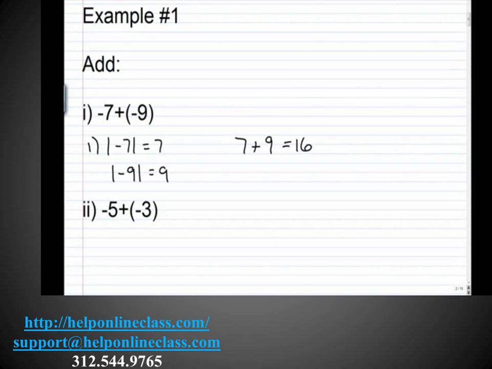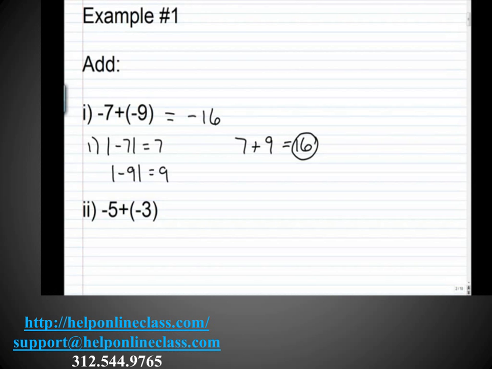Now step number two is to take this number right here, and you want to attach the common sign to that answer. So I'm going to attach a negative sign to that answer because we had negative 7 plus negative 9. And so my answer here is going to be negative 16. Again, I took the absolute value of each number. The absolute value of negative 7, I got 7. Took the absolute value of negative 9, I got 9. Then I added these two numbers, 7 plus 9 is 16. And then for step number two, I just attached the common sign to that answer. So that's how we got negative 16.